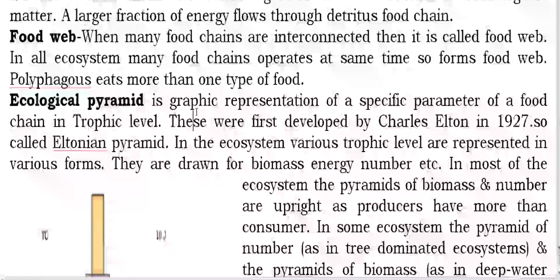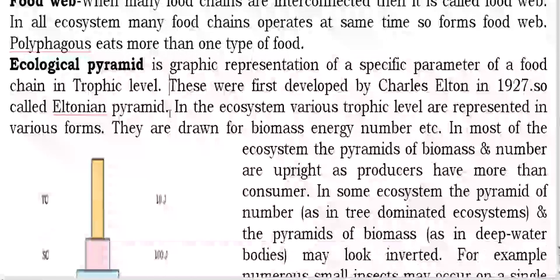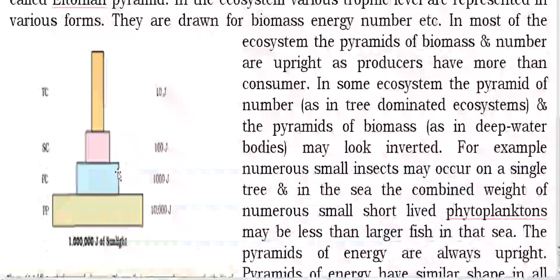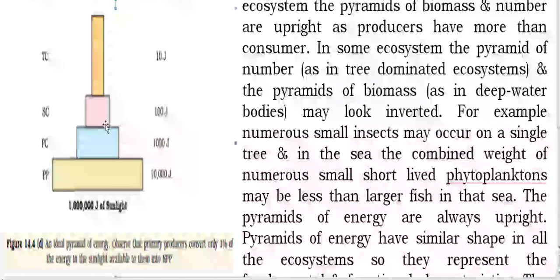An ecological pyramid is the graphic representation of a specific parameter of a food chain at each trophic level. If we denote these in the sequence of their number, mass or energy, we get a pyramid-like shape, and this is one pyramid, the energy pyramid. In the energy pyramid, the plant first gets maximum energy from the sun. From plants, 10% goes to herbivores, from herbivores 10% to carnivores, and then 10% to the next carnivores.